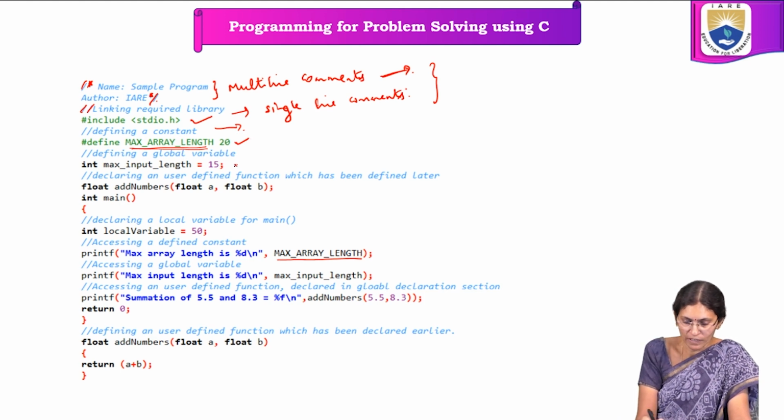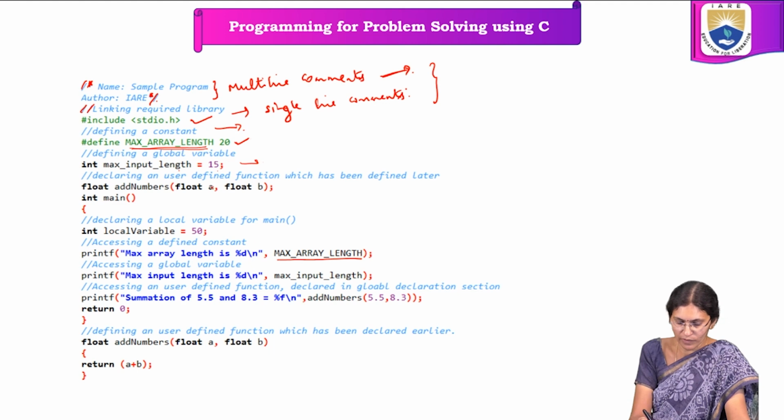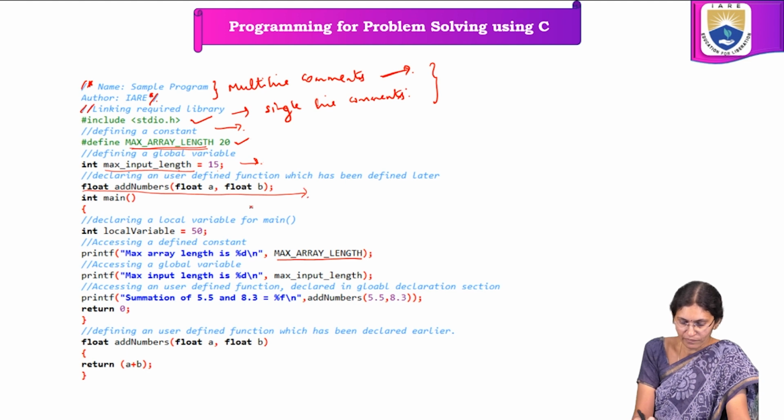Next is the global declaration section. Here we have declared a global variable MAX_INPUT_LENGTH and assigned it the value 15. Wherever this MAX_INPUT_LENGTH is accessed, its value will be 15. So this is a global variable. Next, after that, this section also contains a user defined function. This is the prototype. So here we have declared a user defined function.